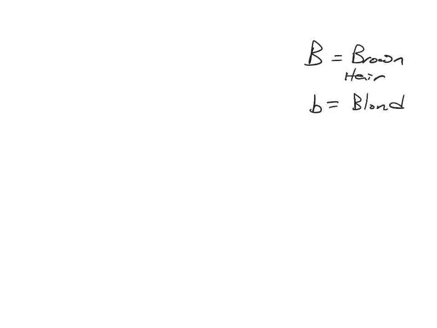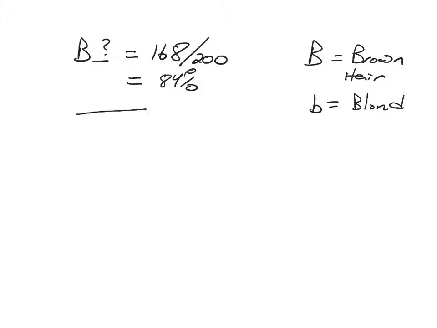So if there are 168 brown-haired people, so big B blank equals 168, in a population of 200, so that's out of 200. What is the frequency of brown-haired people, by the way? What is it? 84%. But that's brown-haired people. It doesn't really help us because we don't know what that second allele is. Now, if we have 168 brown-haired people, what we want to know, though, is the blonde people.